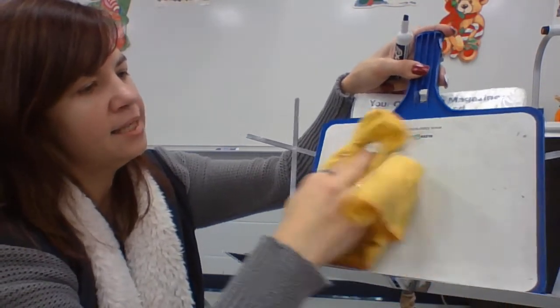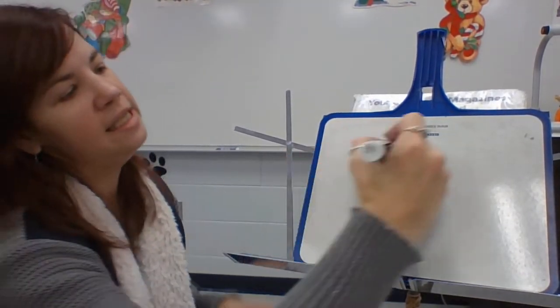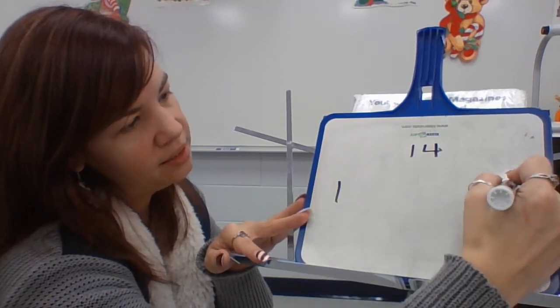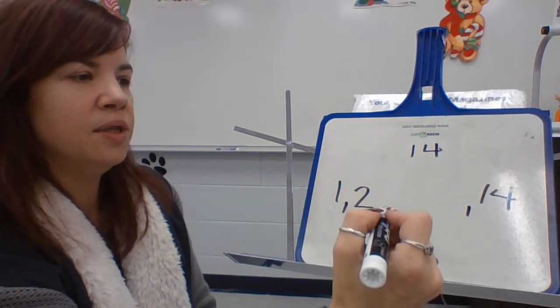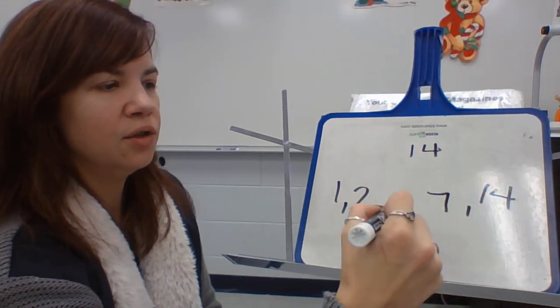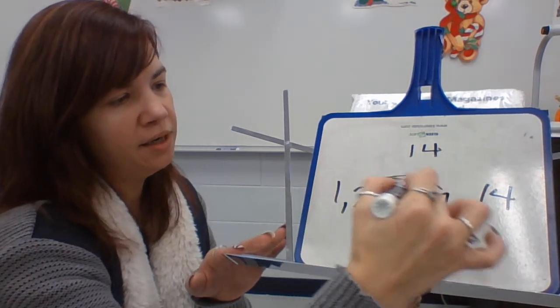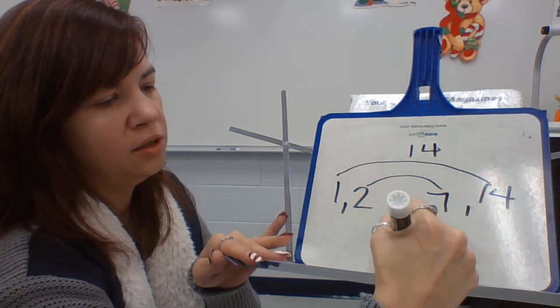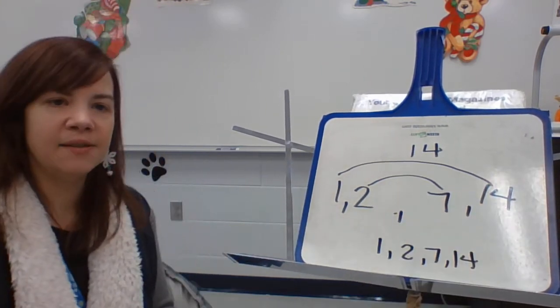And then the last one, 14. Start with our identity property. It is even. 2 times what? 2 times 7. And there are no more numbers in between. So this one has 1, 2, 7, and 14 as its factors.